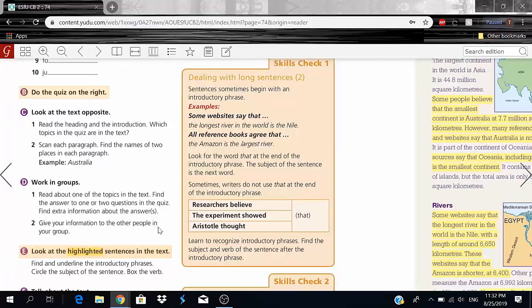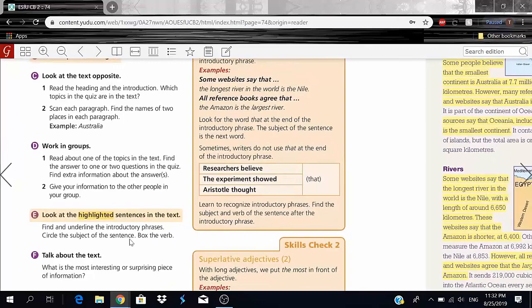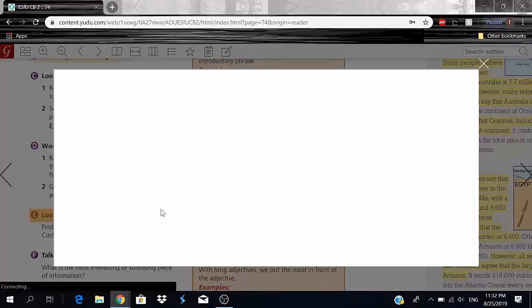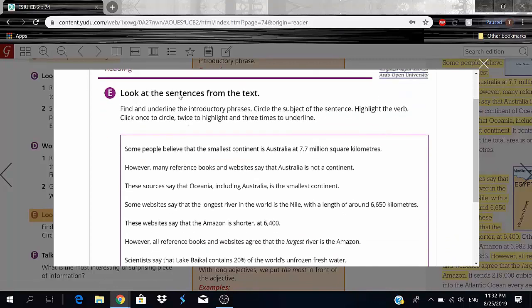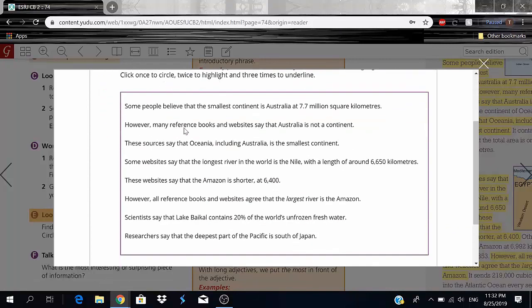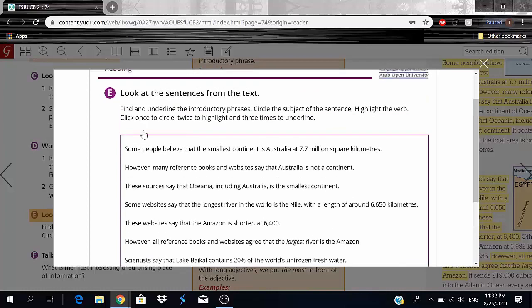Okay? So now let's go to exercise E here. Look at the highlighted sentences in the text. Give it a second. Here we go. So look at the sentences from the text. Here we have some sentences. Find and underline the introductory phrases. So we're going to underline the introductory phrases, you guys, of every sentence. And then we're going to circle the subject of the sentence. And finally, we're going to highlight the verb in yellow. Okay? So let's start with number 1.